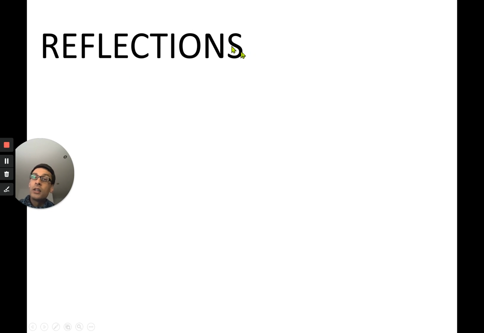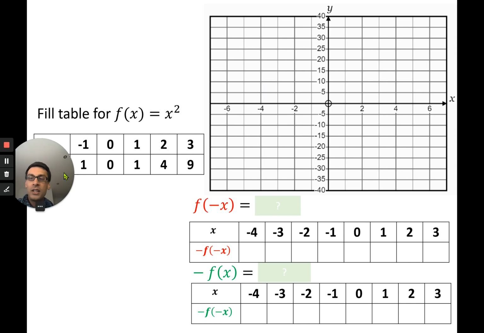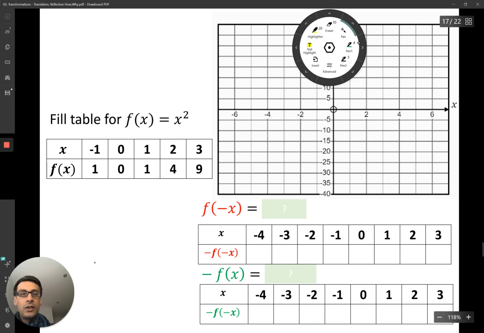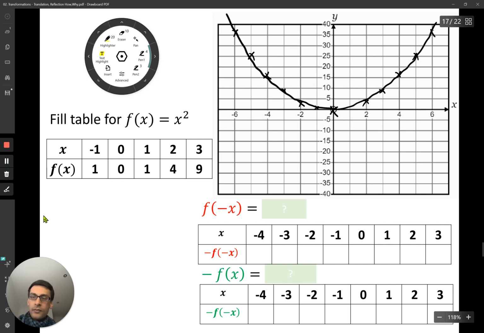Now, the last thing I want to show you is reflections. Technically, it's not new information considering you've done the last 2 parts. It's just a small addition to graphs here. So let's fill out the tables here. So x squared is already given to you. So I'll plot those out on there. Okay, so there is your graph of f of x equals x squared.